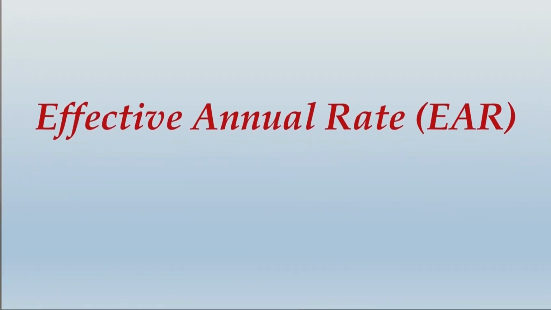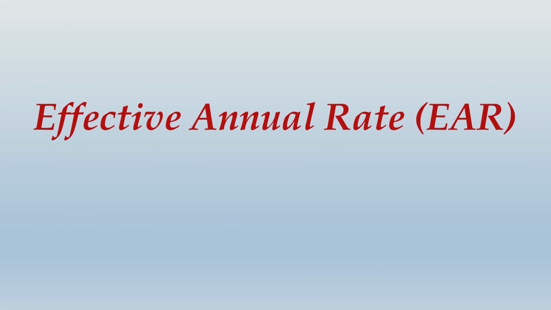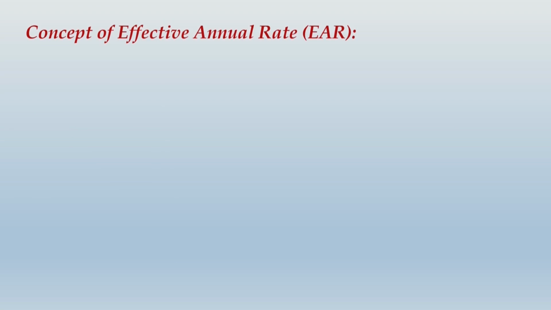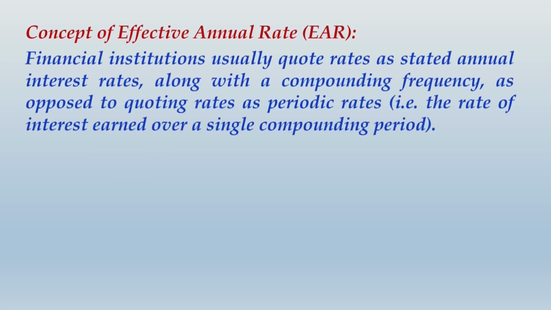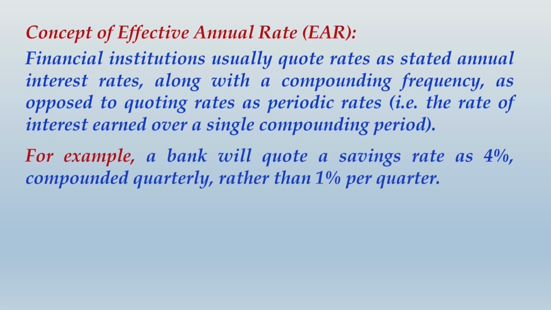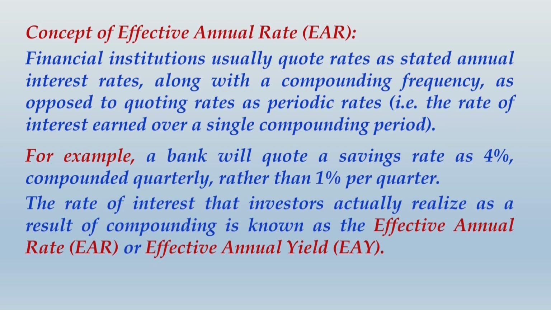So under the heading effective annual rate, you please write: concept of effective annual rate. Financial institutions usually quote rates as stated annual interest rates along with a compounding frequency, as opposed to quoting rates as periodic rates, that is the rate of interest earned over a single compounding period. For example, a bank will quote a savings rate as 4% compounded quarterly rather than 1% per quarter. The rate of interest that investors actually realize as a result of compounding is known as the effective annual rate, that is EAR, or effective annual yield, that is EAY.